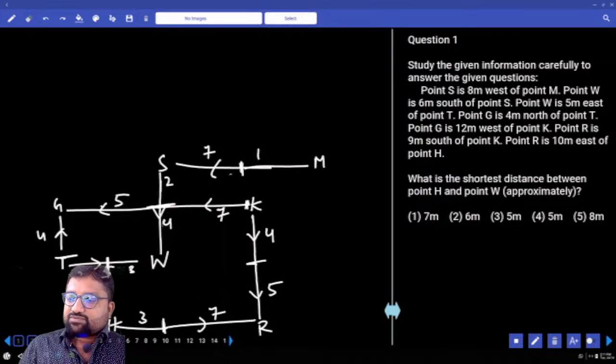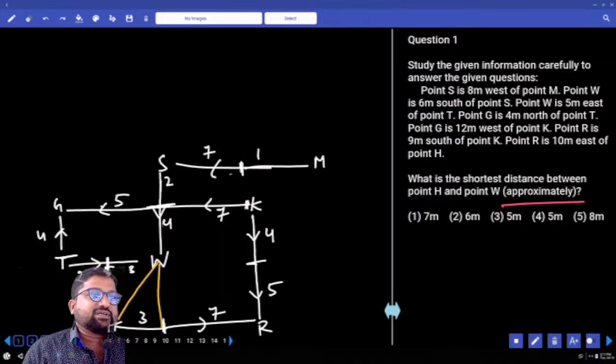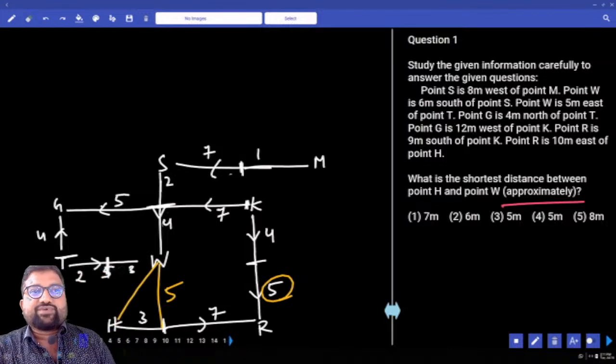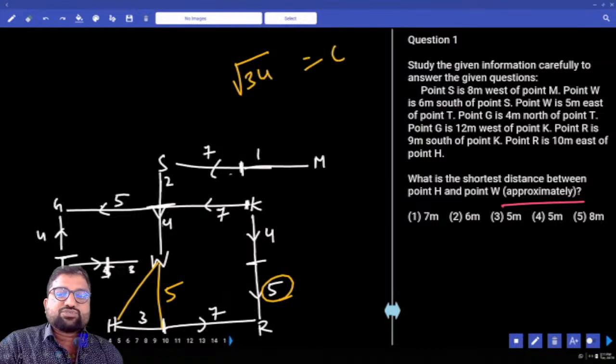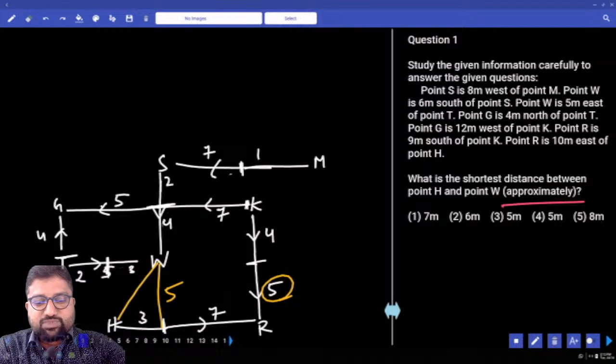What's the first question? What is the shortest distance between H and W? And he said approximately. Please underline this point, approximately. This is a diagonal line. I need to form a right angle triangle. What is this here? 5. So root of 5 square plus 3 square, which is 25 plus 9. Root 34 is almost close to 6. What's your answer? 6. It's approximately 6 but not exact.